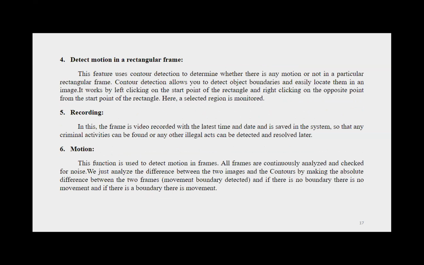Fourth function is detect motion in the rectangular frame. This feature uses contour detection.